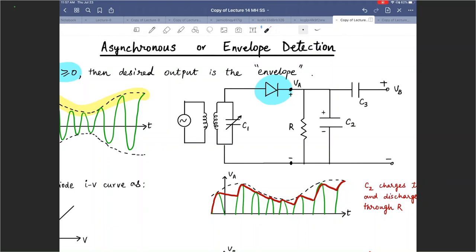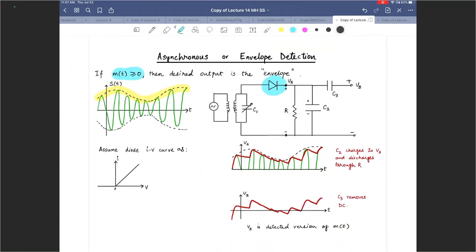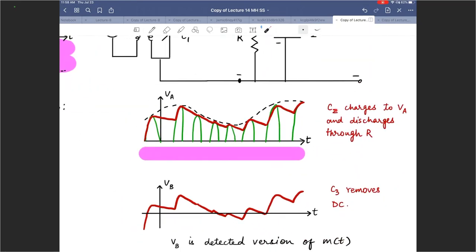The diode is going to first get rid of all the negative regions here, right? It is going to chop off all these guys. Hence, they are not present over here. Then that signal, we are calling that V sub A, output of the diode. VA is charging C2. So let's take a look at this. When C2 charges to VA, and when there is no voltage to supply at VA, when VA is 0, it will discharge through the resistor R. So how is that going to look?